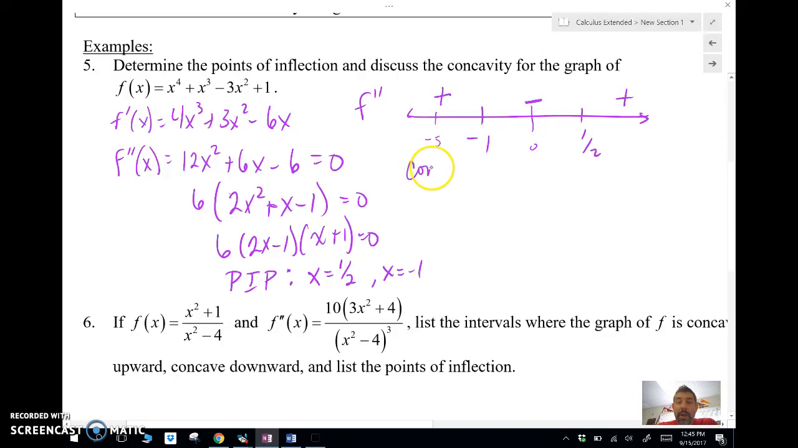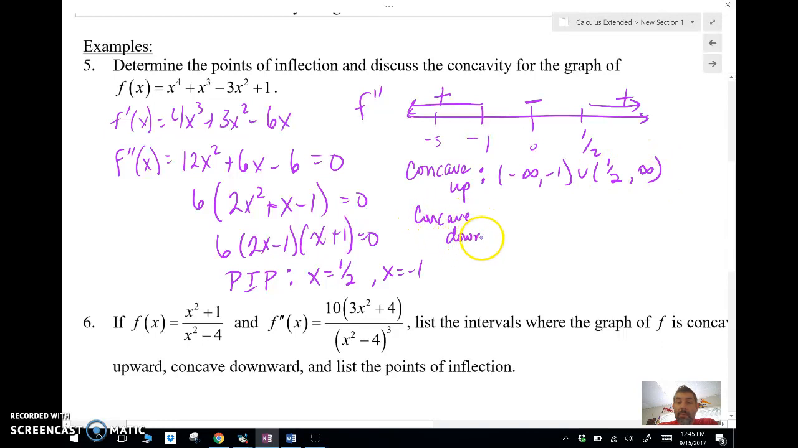This tells us that the graph of f is concave up for the interval from -infinity to -1, right? All these guys right here, concave up. Over here is concave up. And so also 1/2 to infinity. It's concave down in between there, -1 to 1/2.